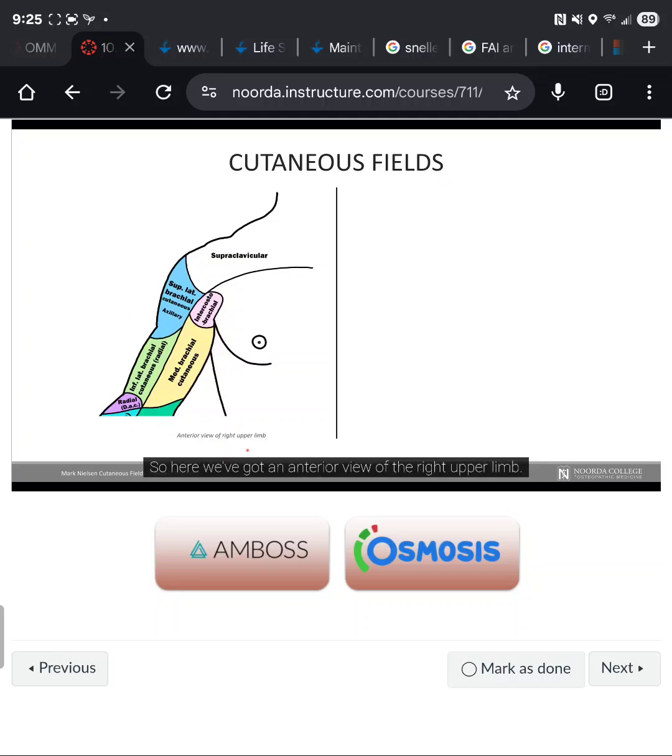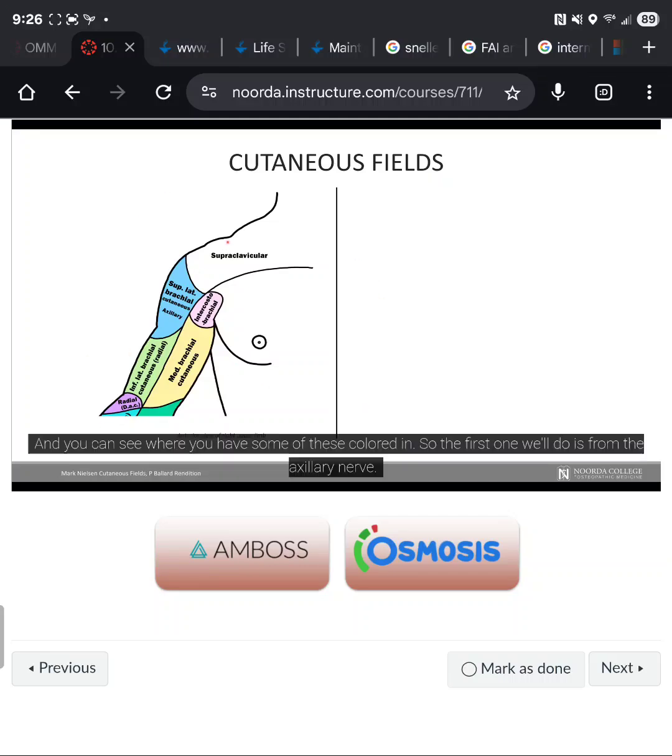So here we've got an anterior view of the right upper limb, and you can see we have some of these colored in. So the first one we'll do is from the axillary nerve. It's doing the lateral shoulder, and this specific branch of the axillary nerve is called the superior lateral brachial cutaneous nerve. So lateral shoulder there.